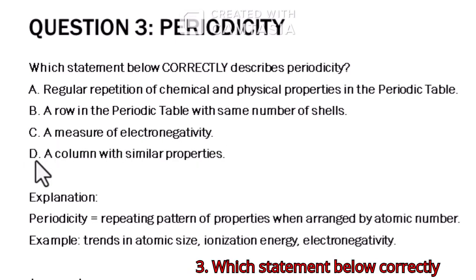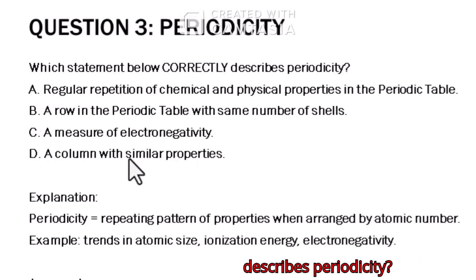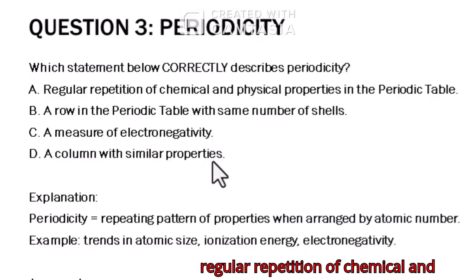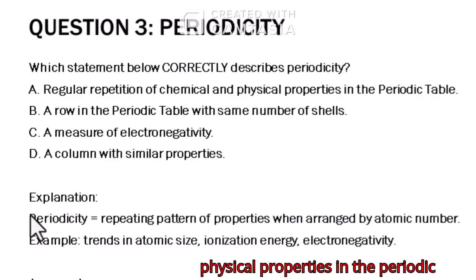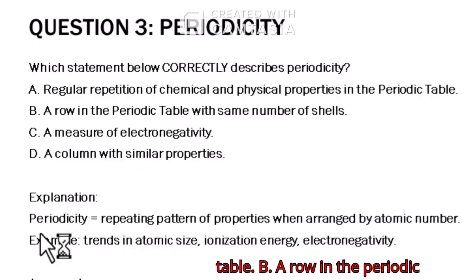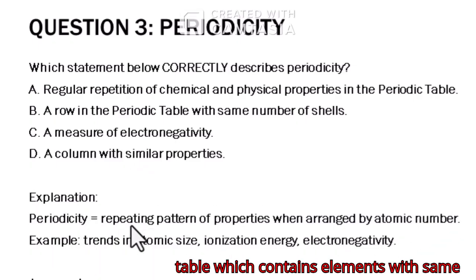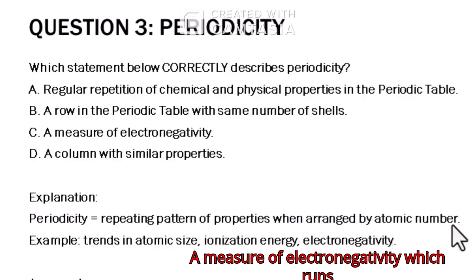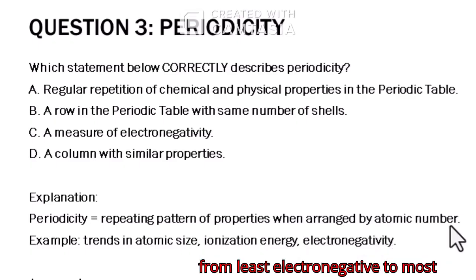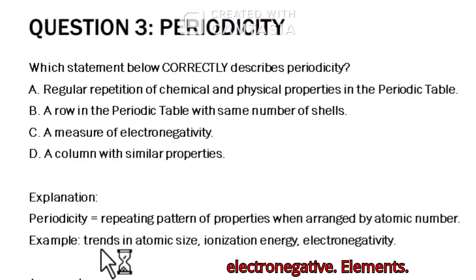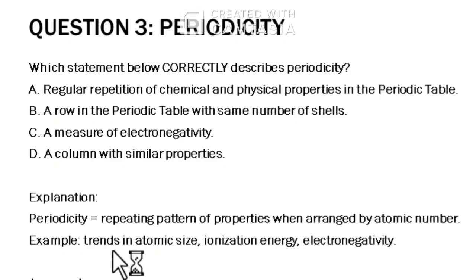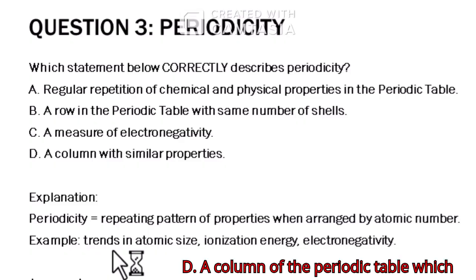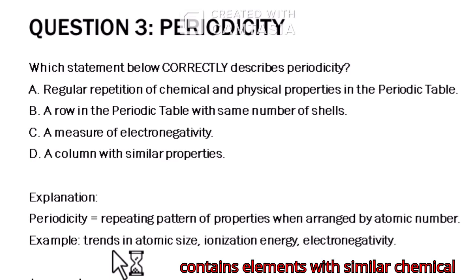3. Which statement below correctly describes periodicity? A. Periodicity is a regular repetition of chemical and physical properties in the periodic table. B. A row in the periodic table which contains elements with same number of shells. C. A measure of electronegativity which runs from least electronegative to most electronegative elements. D. A column of the periodic table which contains elements with similar chemical properties.